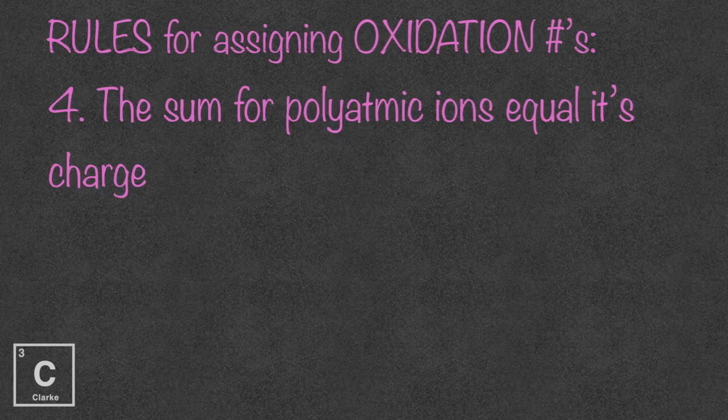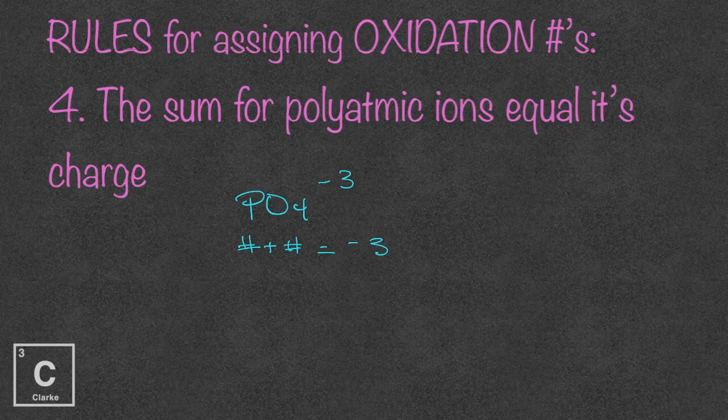The sum for your polyatomic ion equals its charge. For example, if I am looking at phosphate, if I add up the oxidation number of phosphorus and the oxidation number for oxygen, it's going to have to equal this -3. It's not going to equal 0 because we're not talking about a neutral compound. Polyatomic ions have a charge, okay?